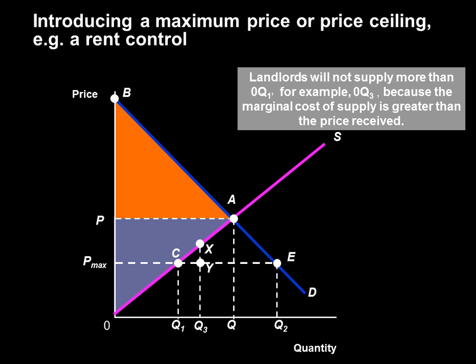Notice that landlords have no incentive in supplying more rented accommodation than OQ1 when the price is OP max, that is when the rent control is imposed. For example, they won't supply OQ3 rented accommodation because in doing so, the marginal cost of supplying the rented accommodation is much greater than the price that they receive. That is, point X, which is on the supply curve, representing the marginal cost of supplying OQ3, is greater than the price that they receive, the rent control P max, represented by point Y. So there is no incentive for landlords to supply more when the rent control is imposed.